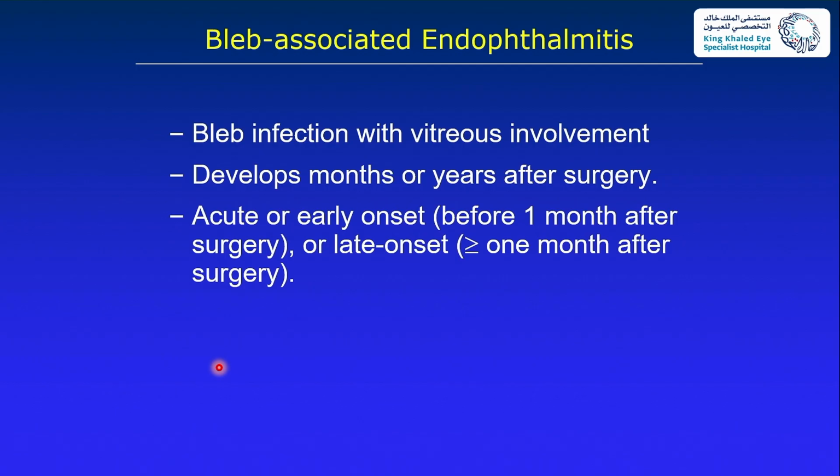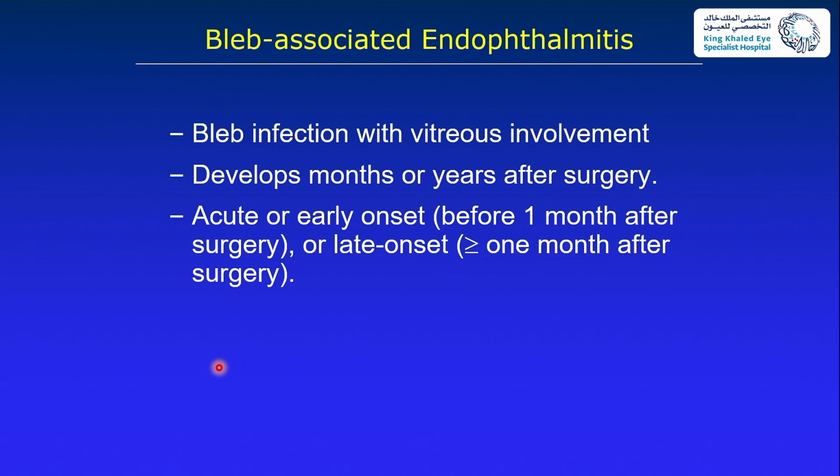And what is endophthalmitis? Bleb-associated endophthalmitis. You have bleb infection with vitreous involvement if the patient comes late. And this bleb-associated endophthalmitis can develop months or years after surgery. Like I managed recently a patient with bleb-associated endophthalmitis, and he presented like 6 years after having glaucoma surgery.